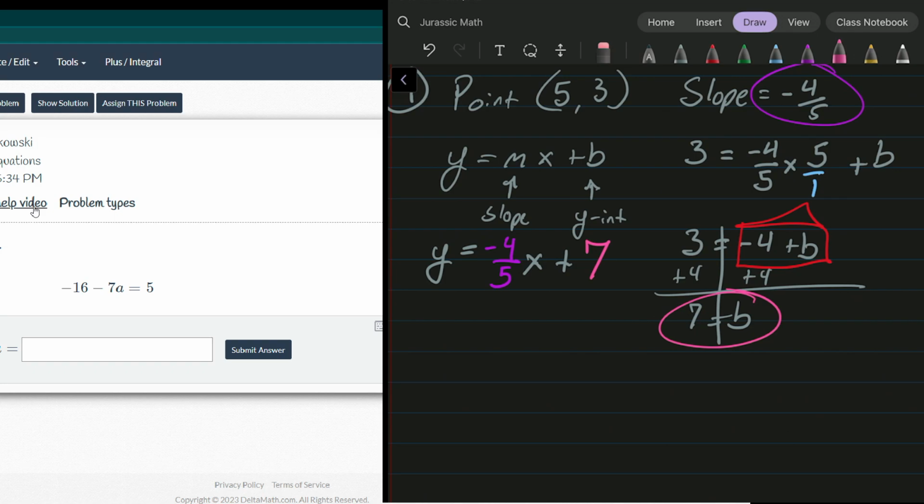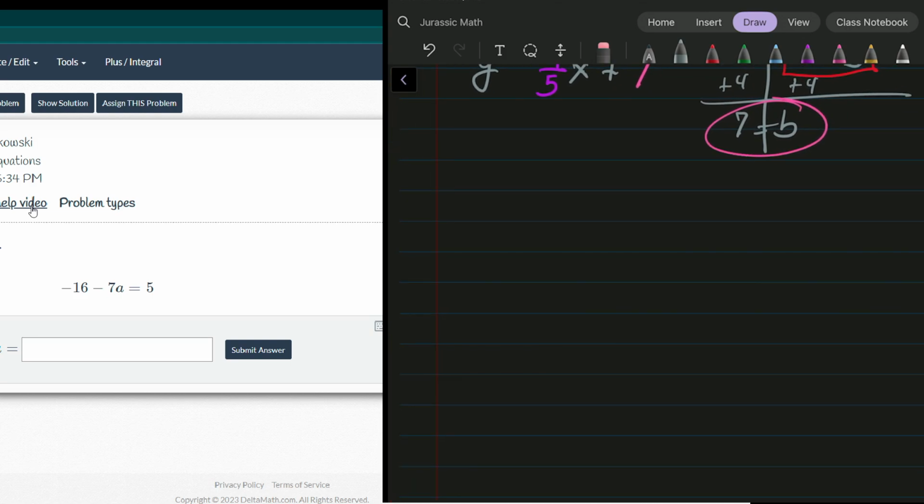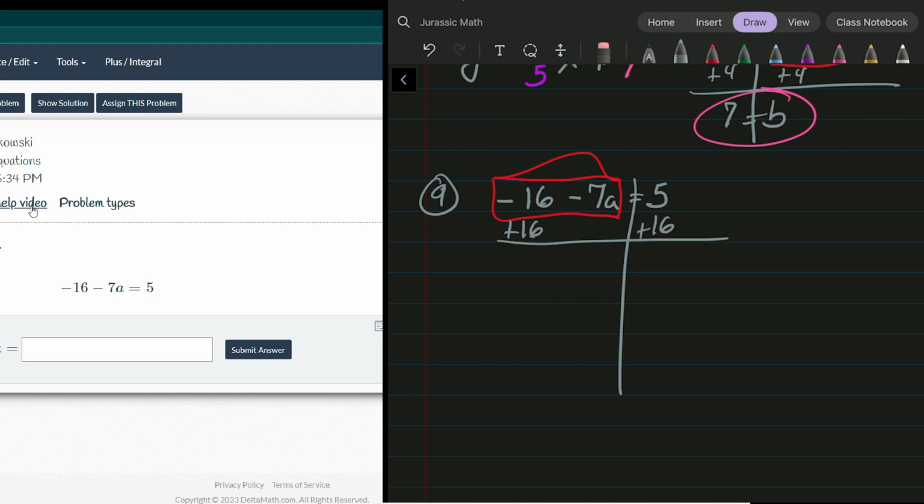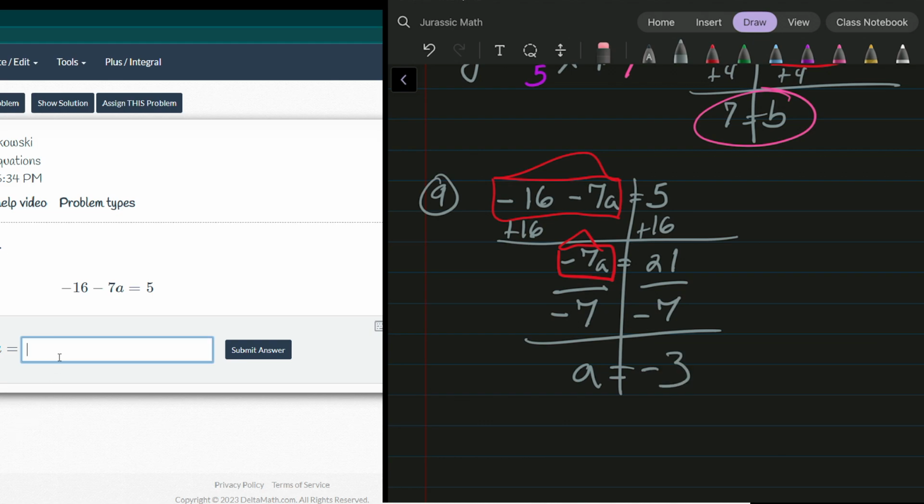And then finally, question 9 and 10 are just 2 house method problems. So let's do number 9. This is the real number 9 for the test at least. -16 minus 7a equals 5. Draw a line. Put our house. +16, +16. That leaves us with -7a equals 21. If we put our house in, we're going to divide, and we have to take that negative with us. Divide by -7. a equals -3. And you could just type in -3.